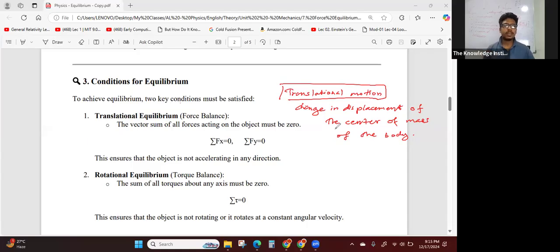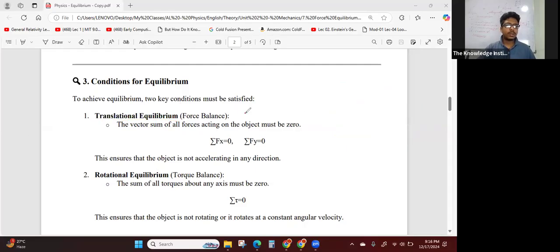because after this equilibrium we have to start work, energy and power. After that we have rotational motion, and then after rotational motion, circular motion and hydrostatics and fluid dynamics. With that we can finish the mechanics. Okay, so translational equilibrium. To achieve a translational equilibrium, the resultant force must be zero. So the resultant force must be balanced. The resultant vector should be a null vector.